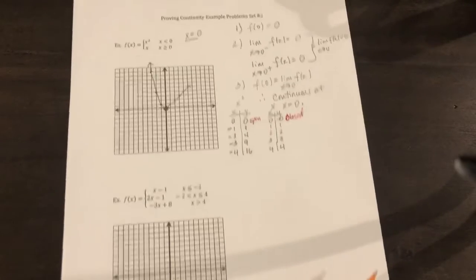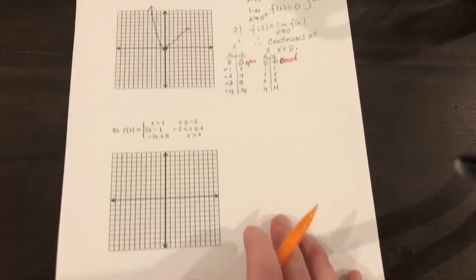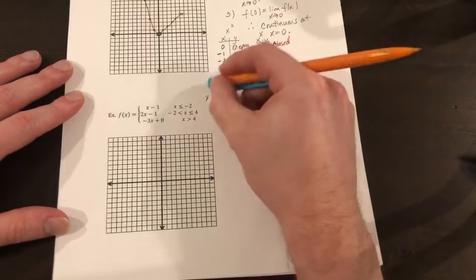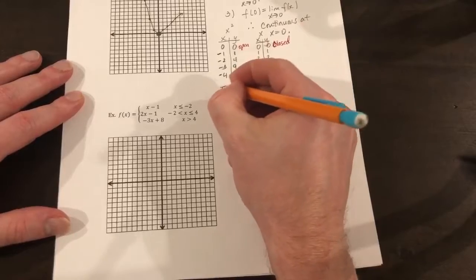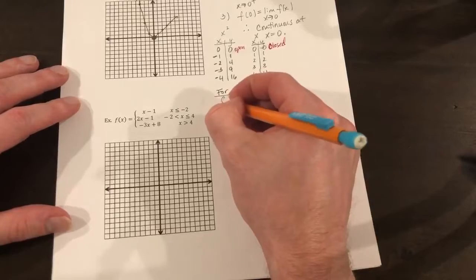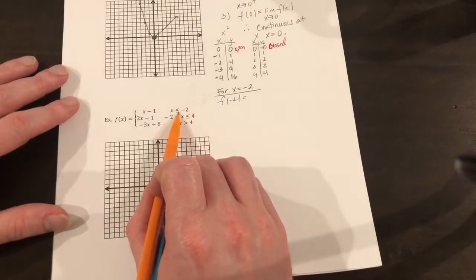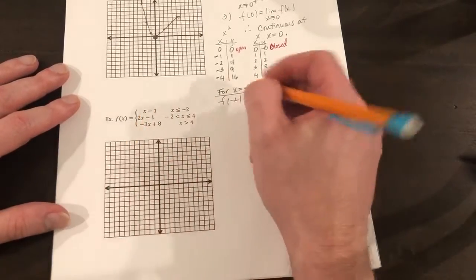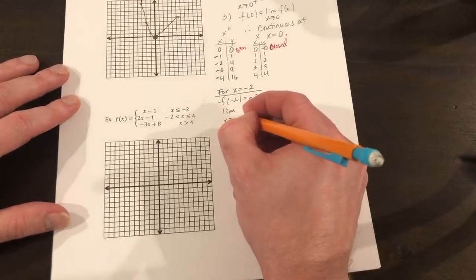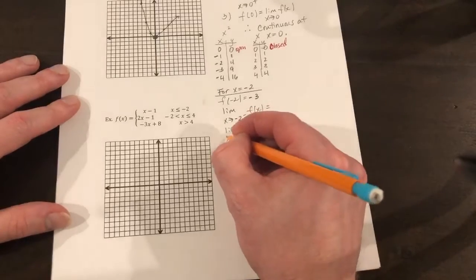On the next one, we're going to prove the continuity at x is equal to negative 2, and we're going to prove the continuity at x is equal to 4. So we'll say for x is equal to negative 2, f of negative 2 is defined in this branch right here. So we're going to plug in negative 2 minus 1, which is a negative 3. We're going to do the limit as x approaches negative 2 from the left-hand side and then the right-hand side.